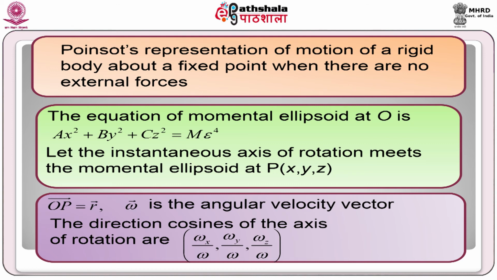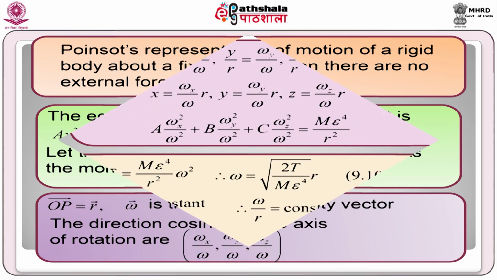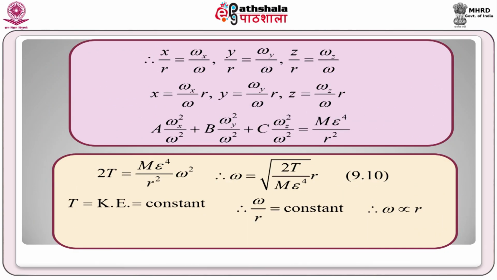Therefore, the direction cosines of the axis of rotation are ωx/ω, ωy/ω, ωz/ω. ωx, ωy, ωz are the components of ω along the x, y and z axes. Again, the axis of rotation has the direction cosines x/r, y/r, z/r. So, they are equal, and we get this type of equations. From this one can obtain x, y and z, which have been written here.